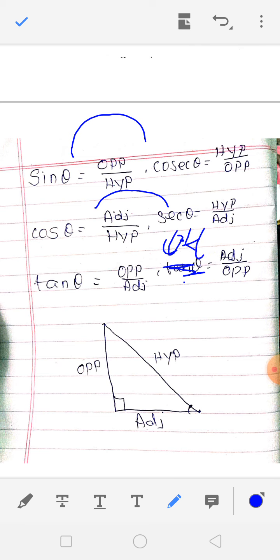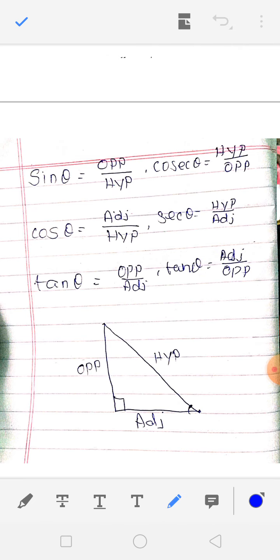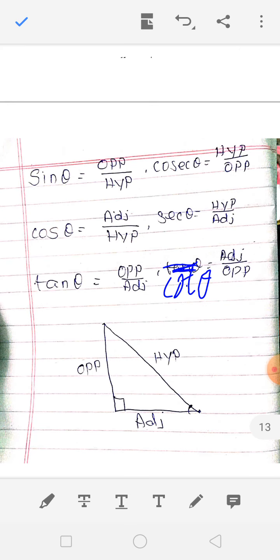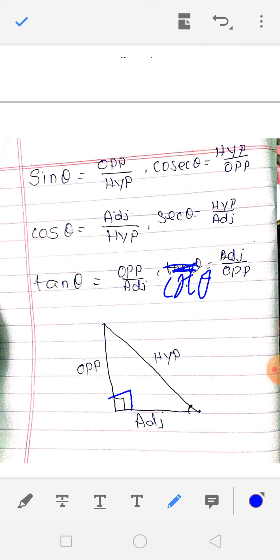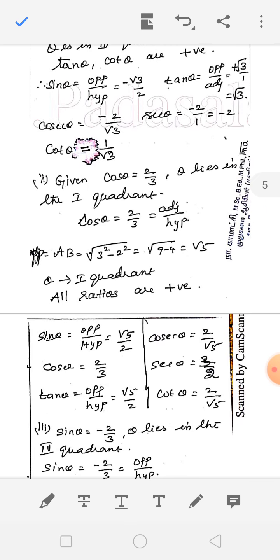So cot theta is equal to the reciprocal of this one. Okay, so it must be cot theta. Okay, so now this is a 90 degree, so we must have a right angle. Opposite of the right angle is hypotenuse, and then this is opposite, this is adjacent. Okay, so now look at the second sum, very simple one.